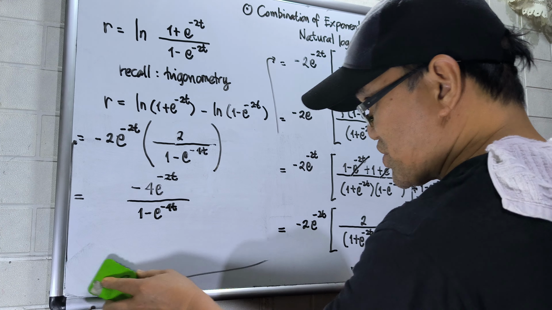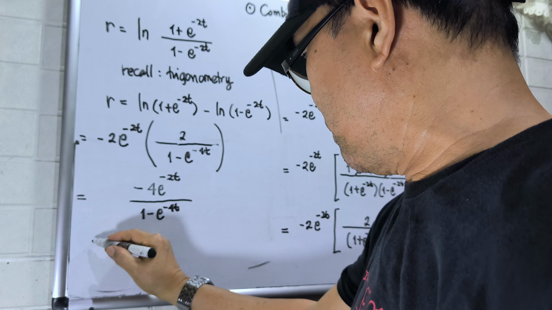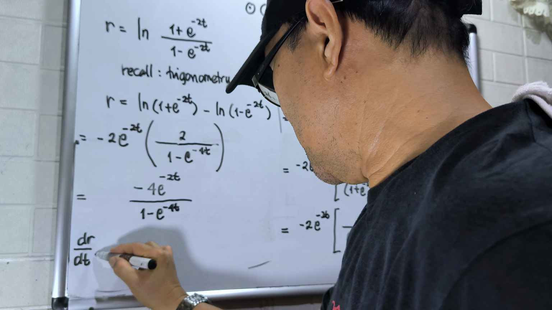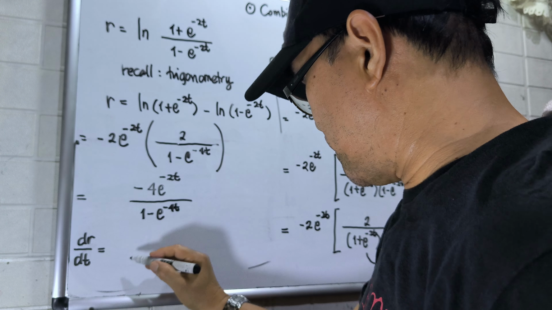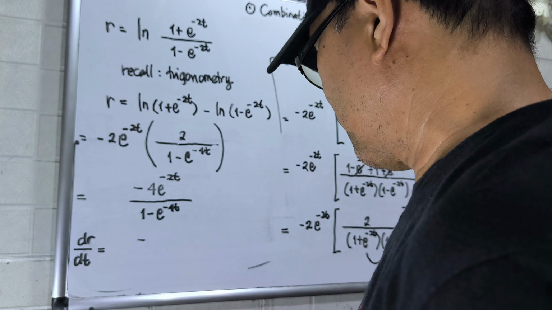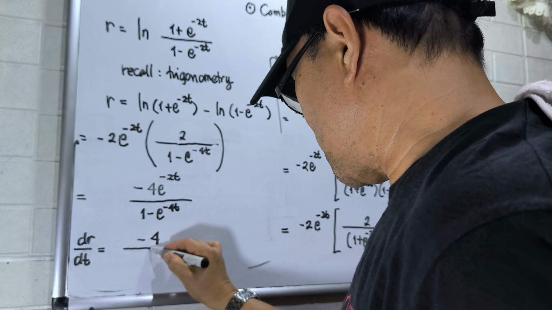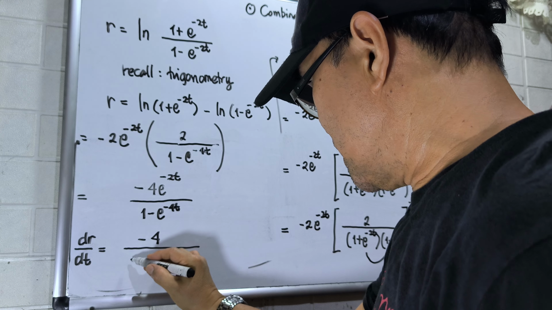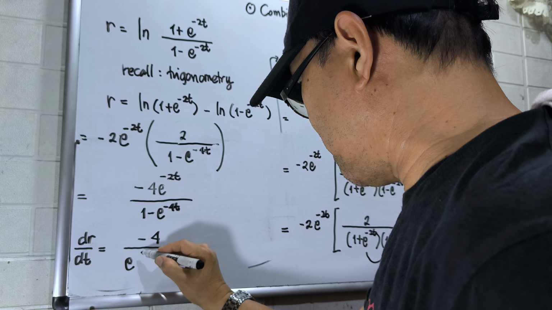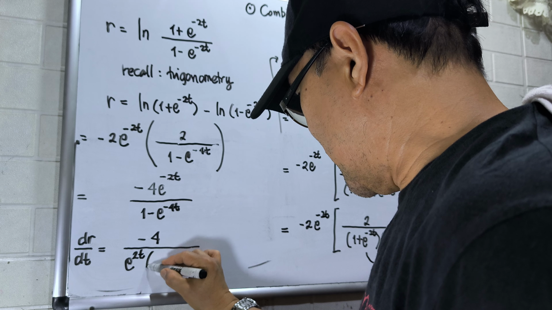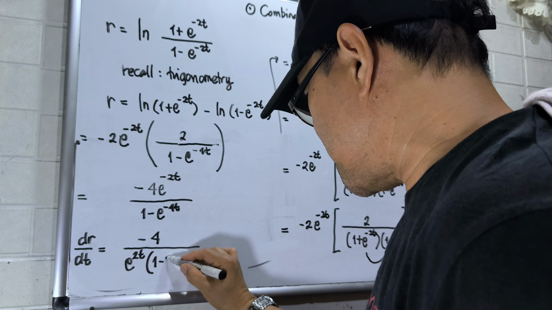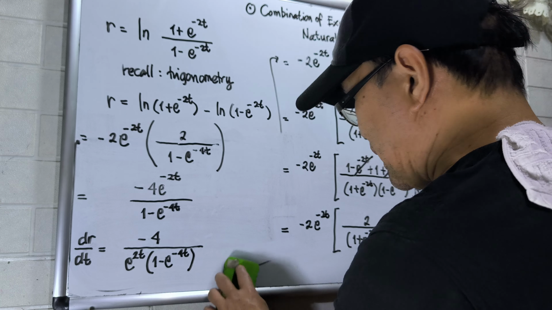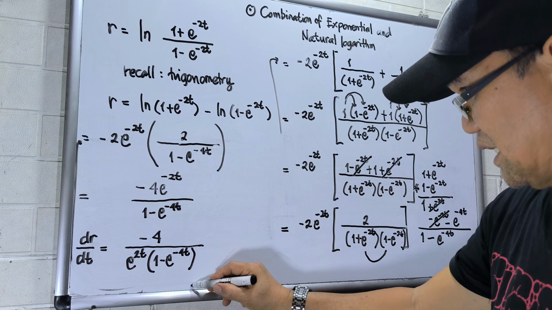So my final answer will be, I will simplify this one. So dr dt is equal to, using algebra, negative 4 over, I will place this one below the bar line so this will be a positive exponent, so this will be positive 2t. Then circle brackets 1 minus e raised to negative 4t. So this is now my final answer.